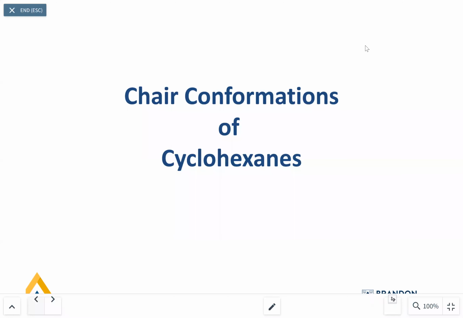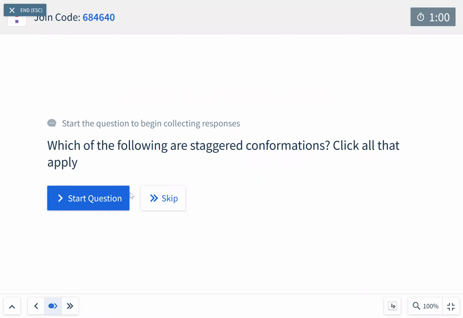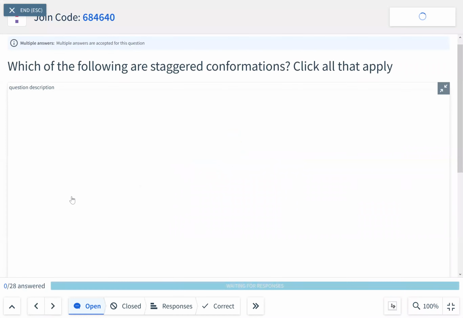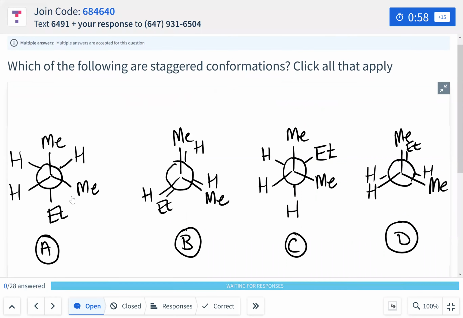Chair conformations of cyclohexanes. We had just completed the Newman projections section, so let's do a little review of Newman projections. Okay, start question. The first one, hopefully relatively straightforward. Which of the following are staggered conformations?